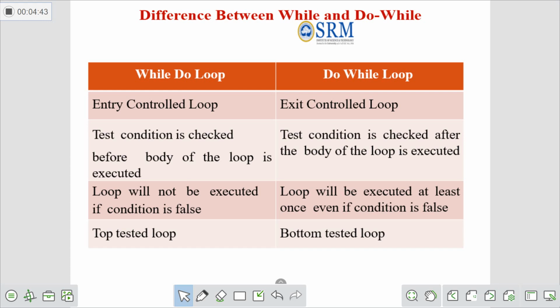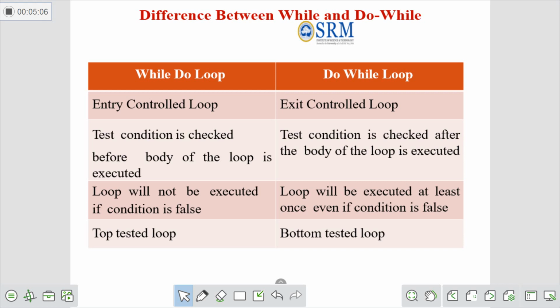First, what is the definition of it? The while loop is called the entry controlled loop. So first it checks the condition, then executes. Whereas the do while loop is called the exit controlled loop. In the while loop, the test condition is checked before the body of the loop is executed, so that is where this name comes from. In the do while loop, the test condition is checked after the body of the loop is executed.